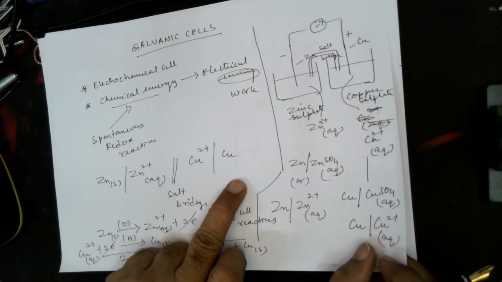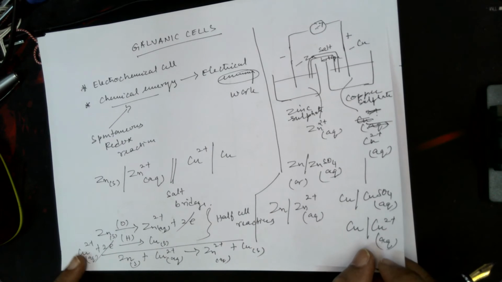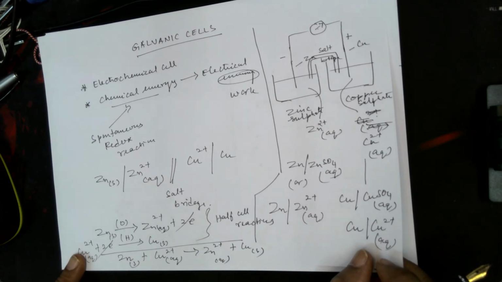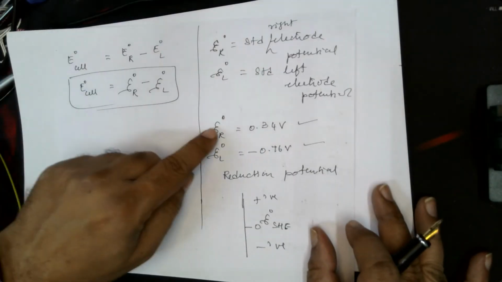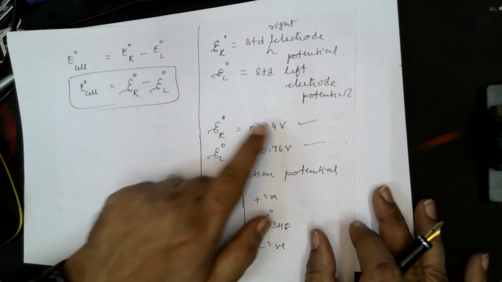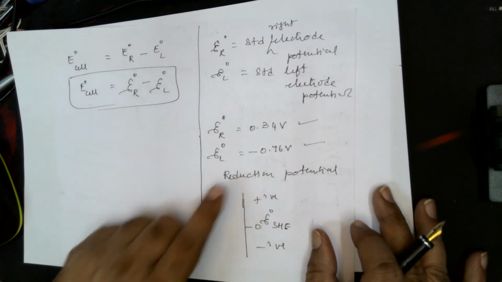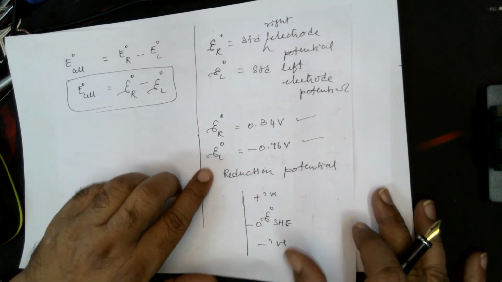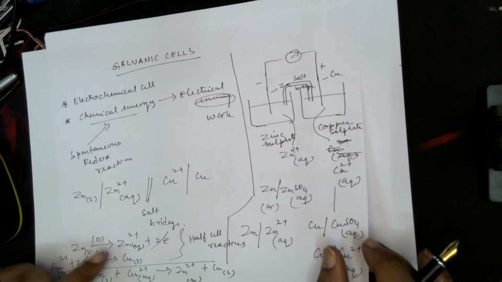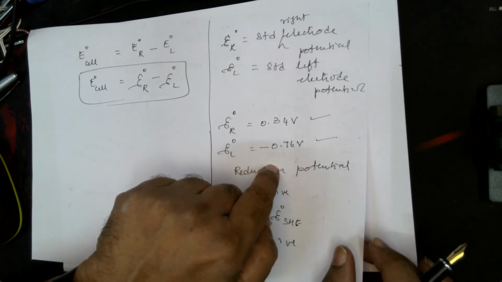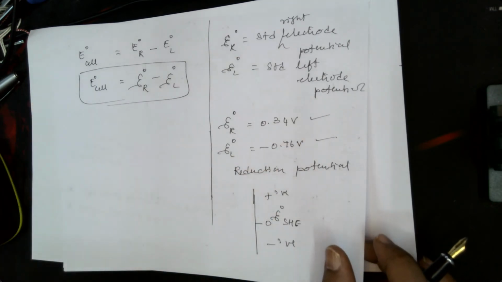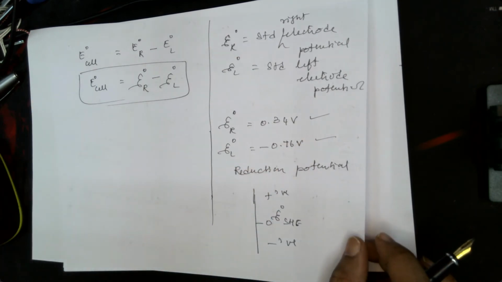Based on these values, for example, what is kept on the right is copper. So copper has undergone what? Reduction. Are you able to follow? So its reduction potential is clearly mentioned here as a positive one. And since the zinc undergoes oxidation, its reduction potential is negative. So when I say negative reduction potential, which is nothing but positive oxidation potential.